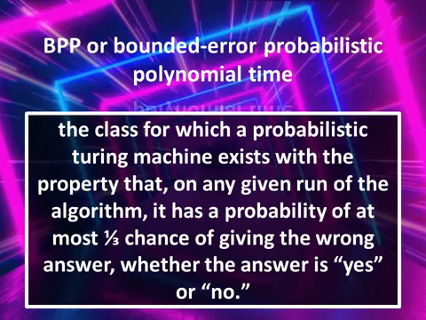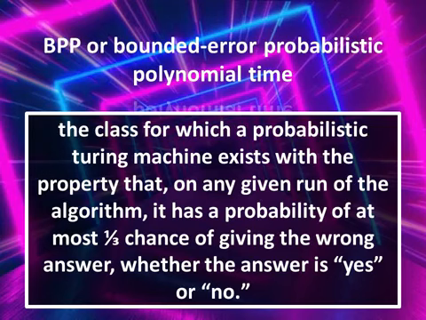BPP, or bounded-error probabilistic polynomial time, is the class for which a probabilistic Turing machine exists with the property that on any given run of the algorithm, it has a probability of at most one-third of giving the wrong answer, whether the answer is yes or no.